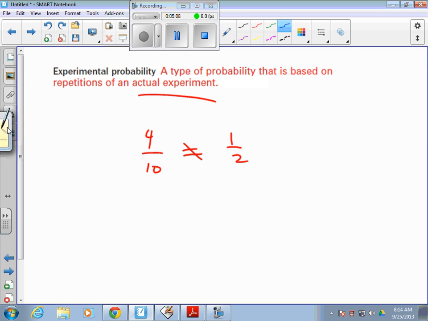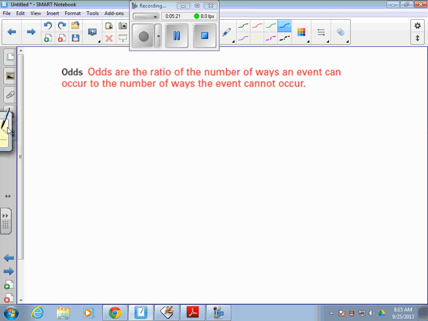We know 2 goes into both of them, so we'd actually get 2/5 right there, which is not equal to 1/2. So that's the difference between theoretical probability, what it should be, and experimental probability, when you actually perform an experiment.